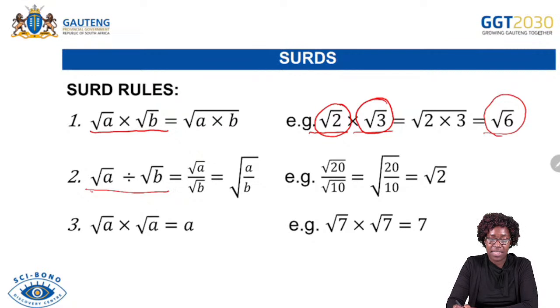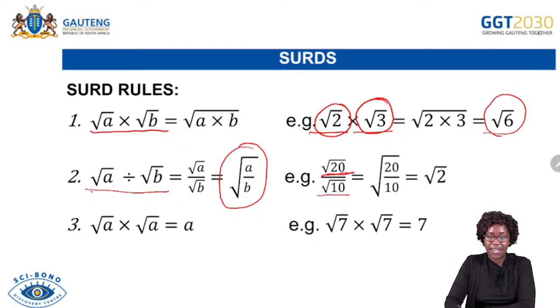If I need to simplify this, I can just shorten it and write the square root of a divided by b, all under the square root sign. This simplifies our lives, because at times you may find, for instance, if I have the square root of 20, if you check on your calculator, the square root of 20 does not give you an exact value. So if I need to simplify the square root of 20 divided by the square root of 10, the simplest way is by first dividing 20 by 10. When I divide 20 by 10, I get the square root of 2.